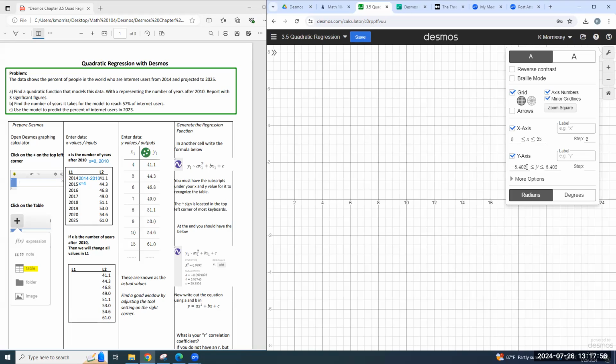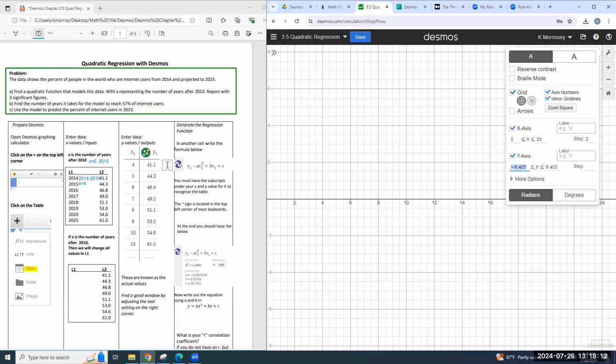Now look at your Y values. This is creating a huge issue. Our Y values, the smallest one that we can see is 41.1, and we go all the way up to 61. Ours are definitely being missed. So we're going to get closer to these values.